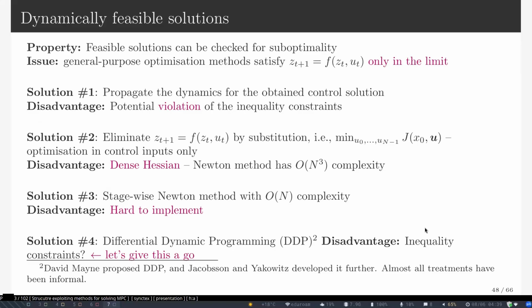There is another way that people call state-less Newton. I really don't understand it, so I will not say anything about it. The last one, I think, is state-less Newton as well, but a different interpretation is DDP, which I'm going to talk about again.